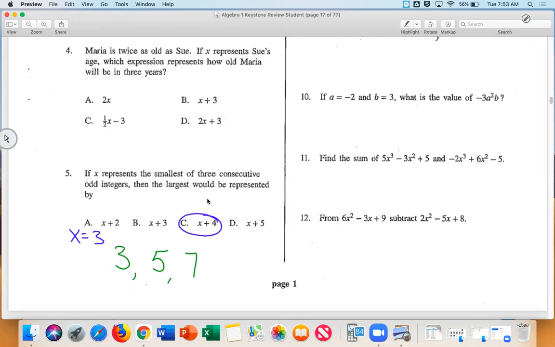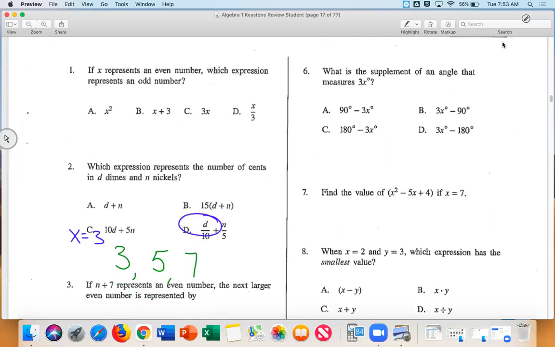All right. So it is C. 3 plus 4 is 7. Easy enough? All right. All day. Here we go. All day.